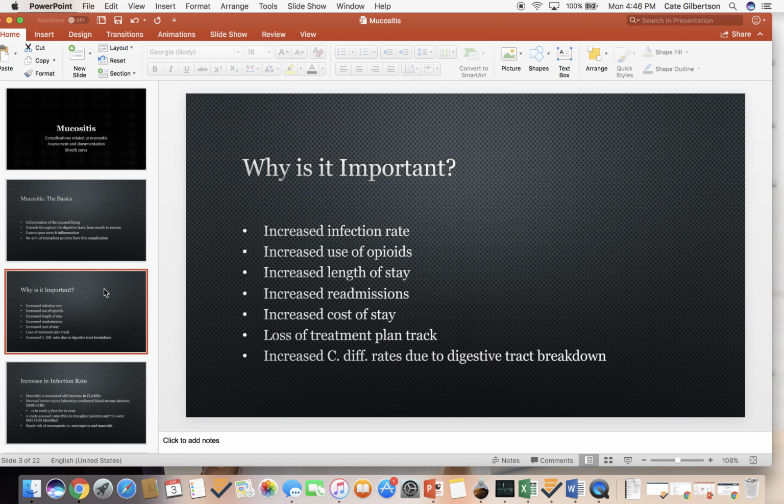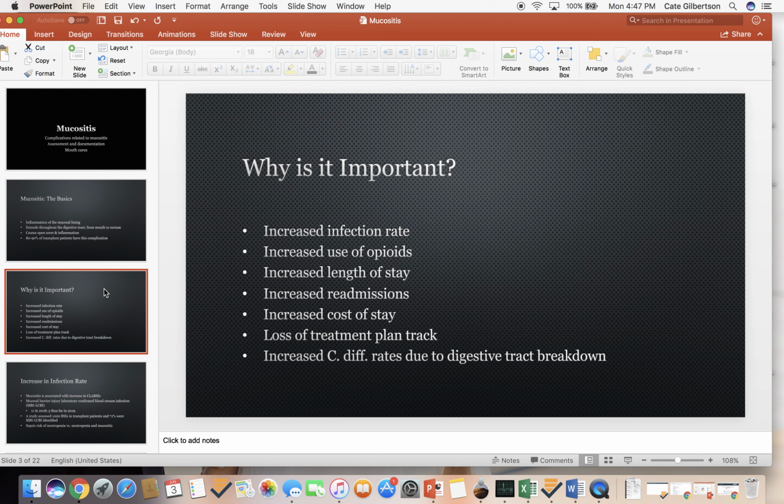So when you think about some of our major goals on the unit each year, we're always looking to decrease infection. We're always looking to decrease our C. diff rates. So you can see how important mucositis is and how it really ties into some of those big hitter goals that we have to impact our patients.